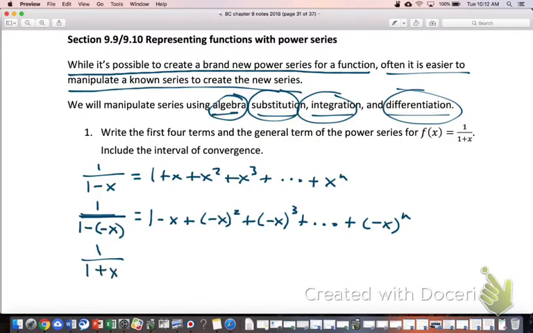And if we clean this right side up a little bit, we end up with 1 minus x plus x squared minus x cubed plus ... plus negative 1 to the n times x to the n. That's really good. Nice job. Do you guys work on that together, or was that Alyssa? Nice work. Okay.